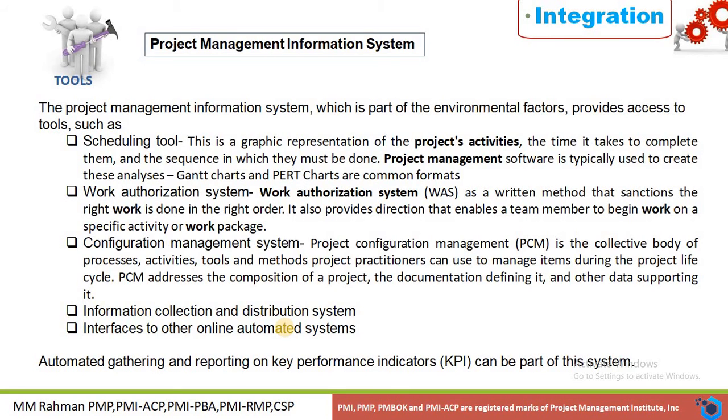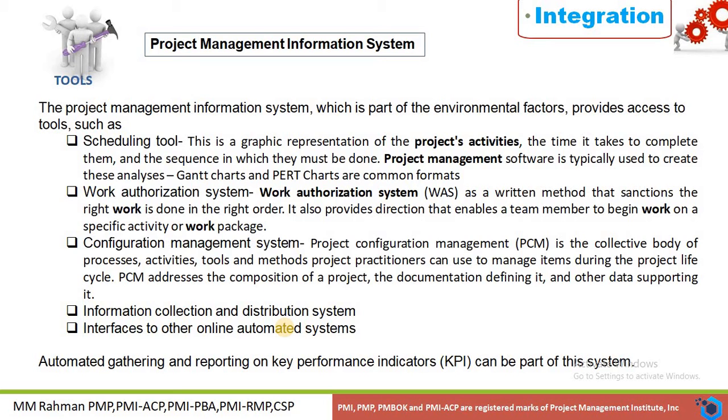Then the tools. Except the project management information system, what are the other tools we use here that are known to us? The project management information system, which is a part of environmental factors, provides access to tools such as scheduling tools. Scheduling tools are a graphical representation of the project activities, the time they take to complete, and the sequence in which they must be done. The project management software is typically used to create this analysis in Gantt chart, bar chart, or other common formats. Basically, this is a schedule showing which tasks will be done and the sequence between the tasks.